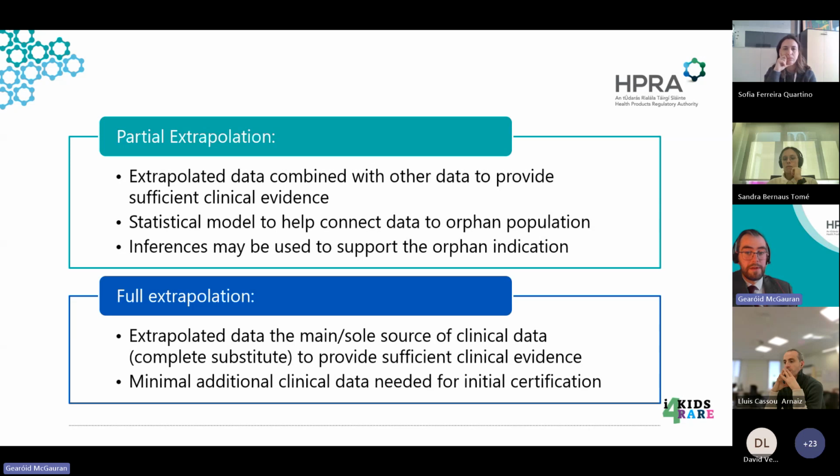There's also full extrapolation. This is where extrapolated data might be sufficient as the main or sole source of clinical data to act as essentially a complete substitute for providing sufficient clinical evidence for that orphan indication. In this situation, very little additional clinical data is needed for the initial certification, and it might be sufficient to generate additional data in the post-market setting. However, it is important to note that in reality, full extrapolation is expected to be rarer than partial extrapolation in this context of orphan devices.